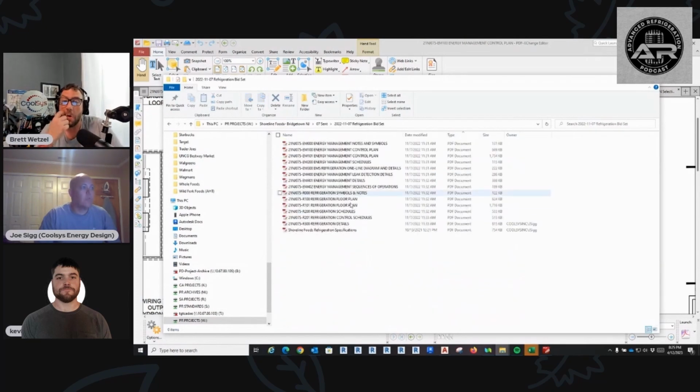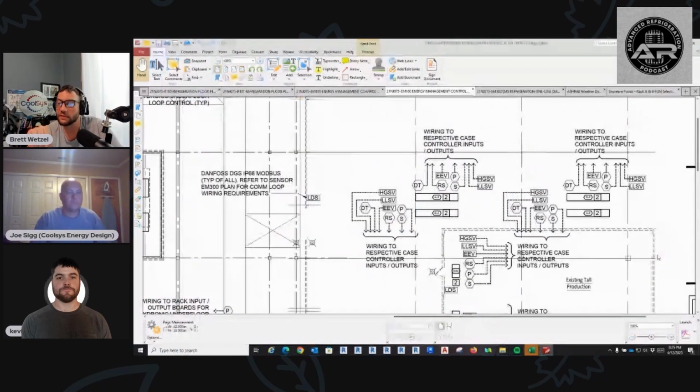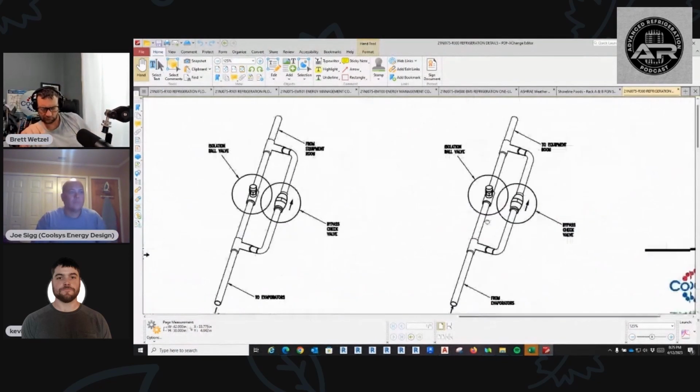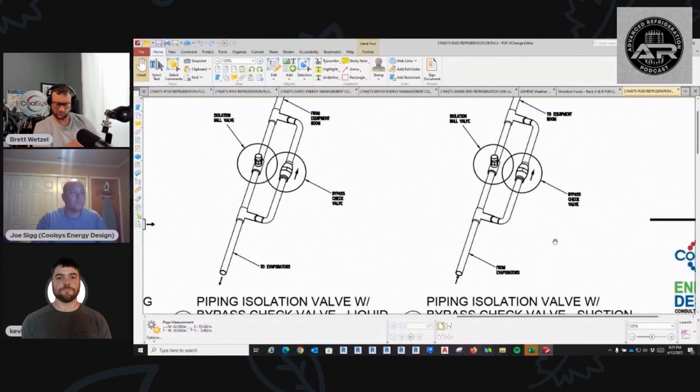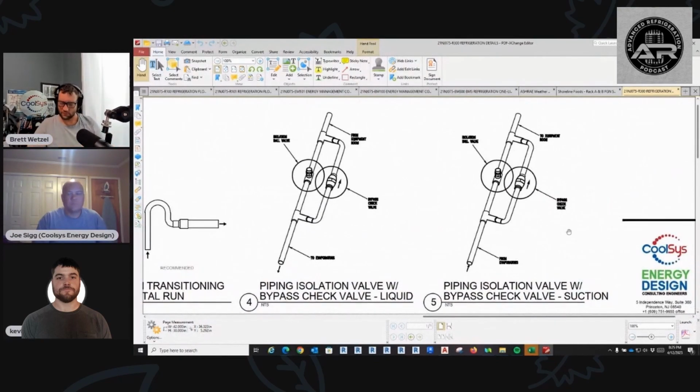So, you have to check that EPR. The inlet to the EPR has to check back to the liquid line. So that way, if the pressure ever gets higher, it'll check back into the liquid line, then check back to the receiver. Oh, I understand now.